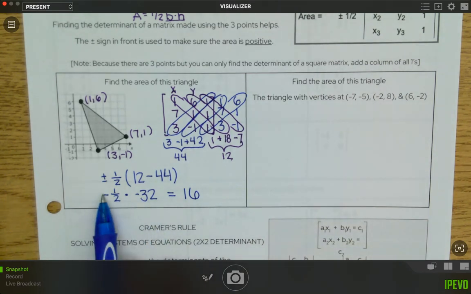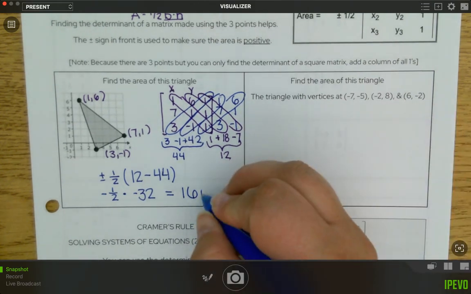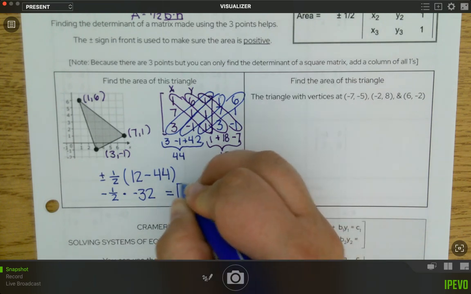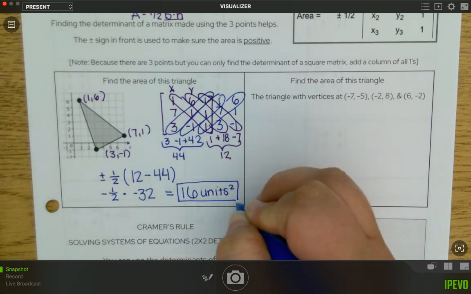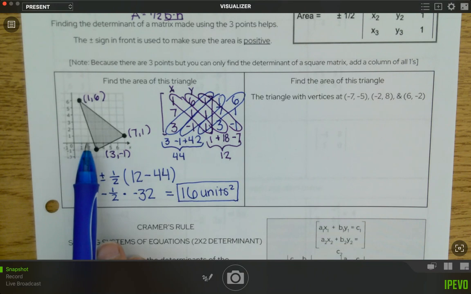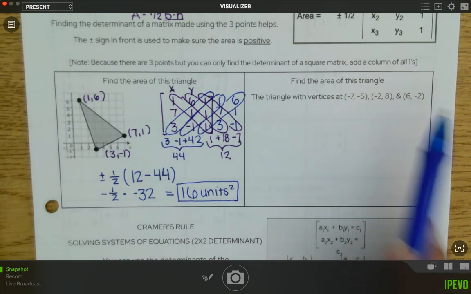So basically you make this negative if this is negative, you make this positive if this is positive. So we've got 16 units squared. So you're still doing the determinant like yesterday, you're just multiplying that by 1/2 or negative 1/2 afterwards. That's it. And the thing is, you don't actually need to be able to see the graph to do this. You can actually just do it from 3 separate points.